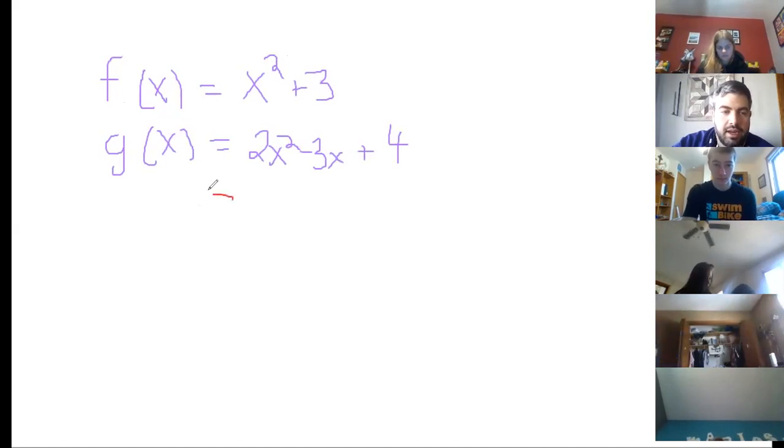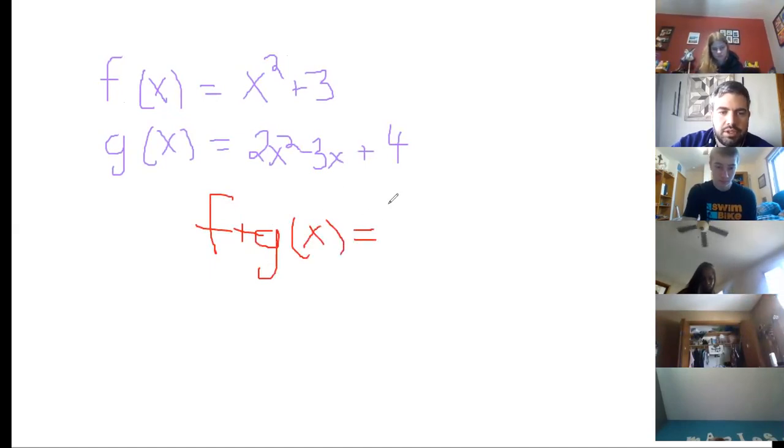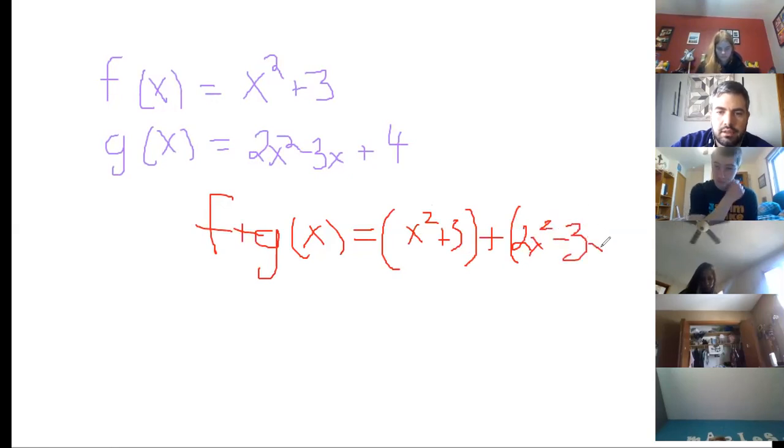Now, when we have these, we can do lots of different operations. We can add them, right? f plus g of x, right? So if I added these, I'd take f of x, which is x squared plus 3, and then I'd add 2x squared minus 3x plus 4, okay?